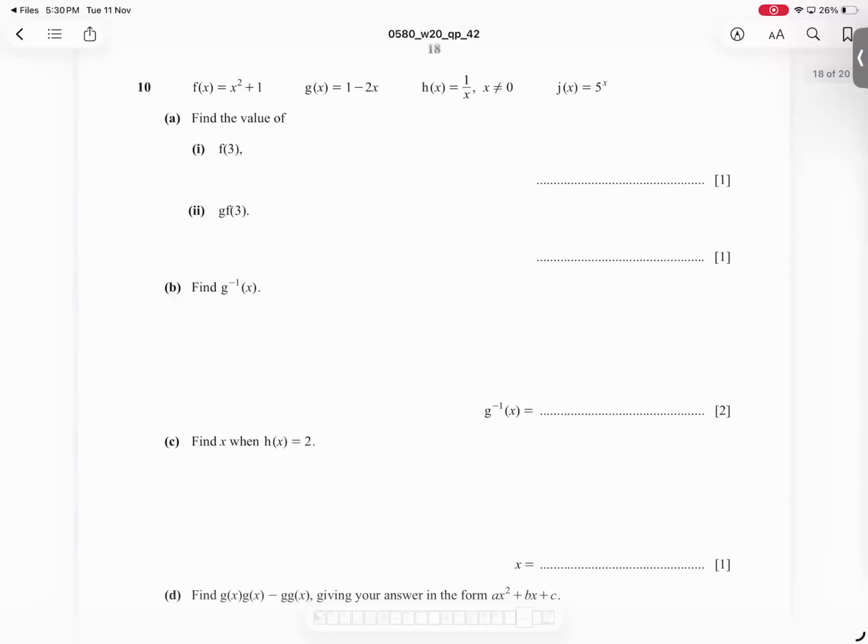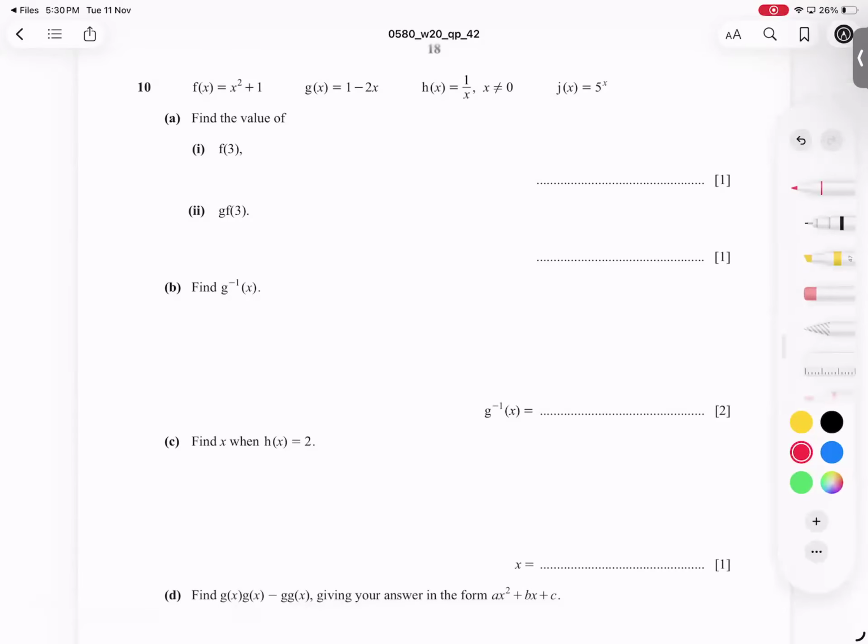Bismillah ar-Rahman ar-Rahim. This is October 2020, variant 42, question number 10. The topic is functions.